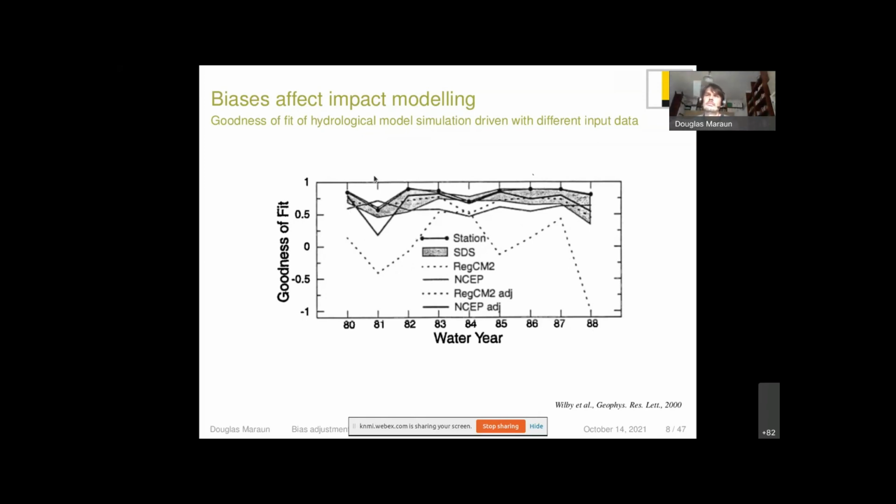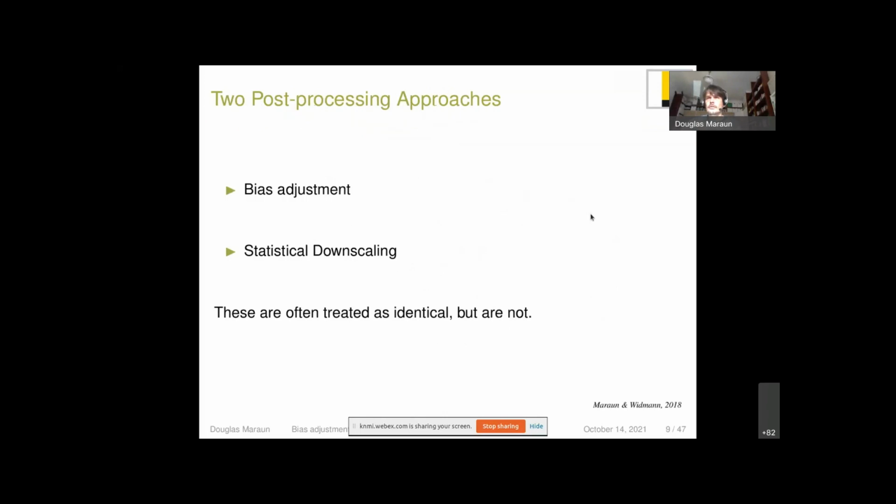So you want something that ideally does both: downscales, so here this shading is from a statistical downscaling method, and the line is from the RCM, and adjusts the biases in your models. So basically, there are two approaches. One is bias adjustment, and the other one is statistical downscaling.